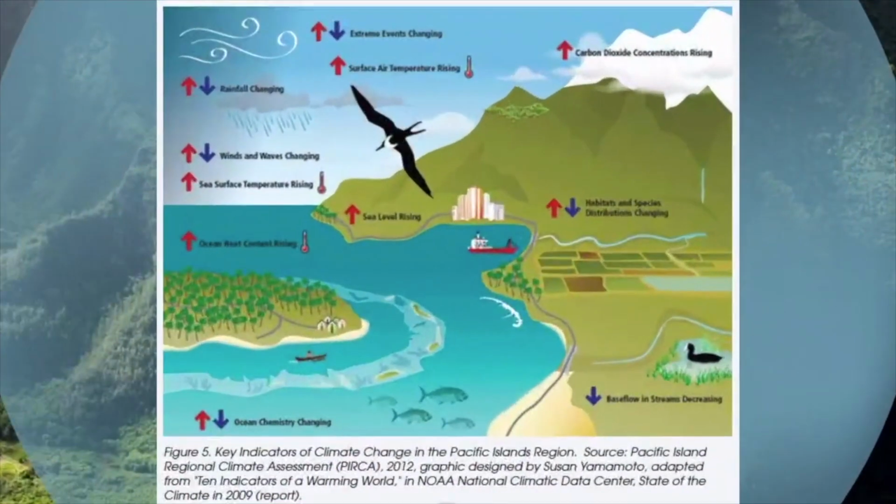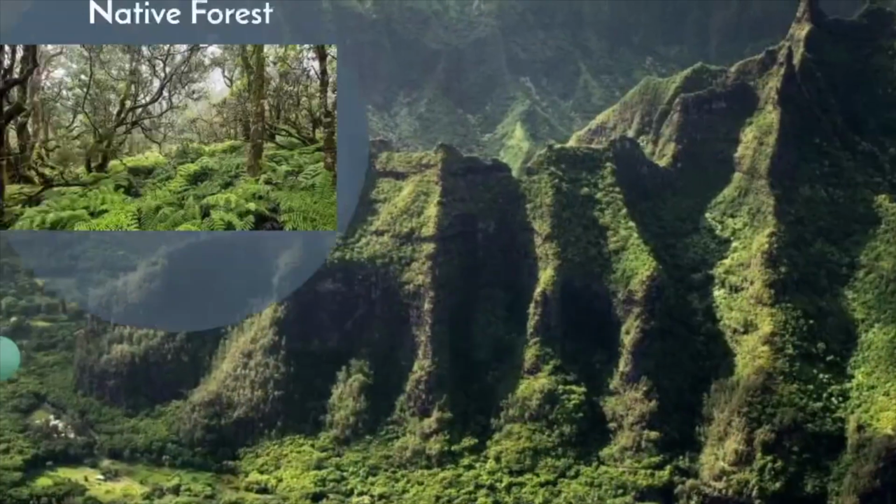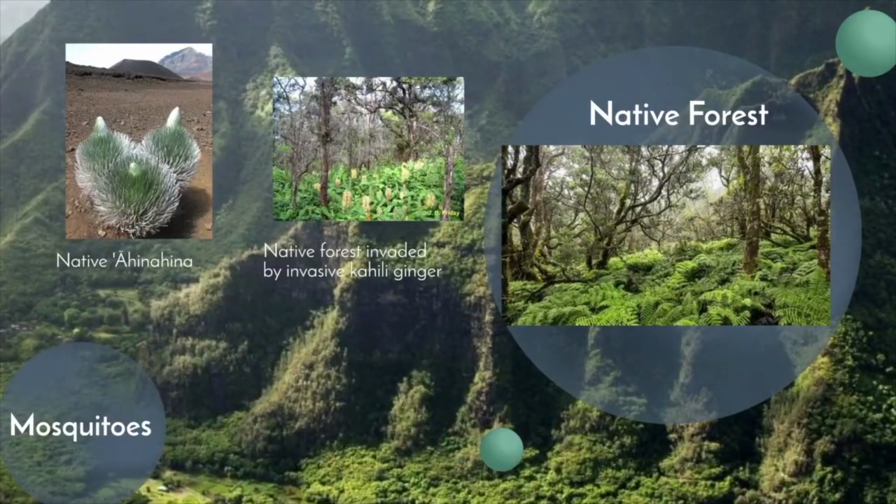We've learned about a number of key indicators of climate change. Let's take a closer look at a few impacting Hawaii. Climate change can lead to changes in the habitats of Hawaii's native species, many of which are endangered. Changes in temperature and precipitation can change where certain species can live and impact their food sources.